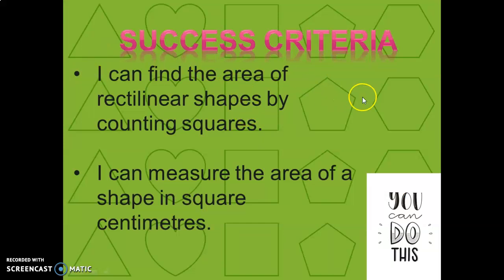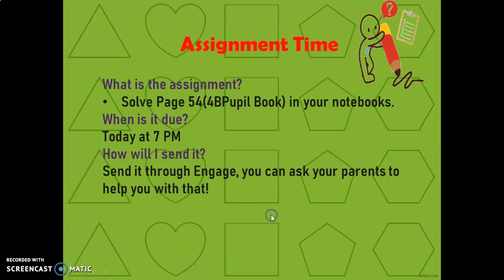At the end of this lesson, you should be able to find the area of rectilinear shapes by counting squares. You should also be able to measure the area of a shape in square centimeters. Your assignment is to solve page 54 in your 4B Pupil book. When is it due? Today at 7. And I'm sure you know how to send it.